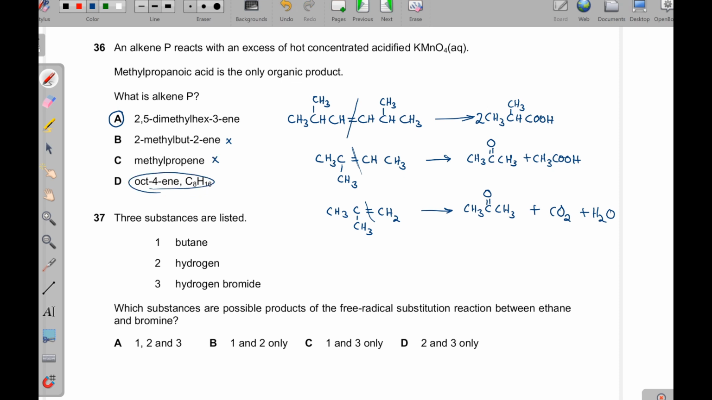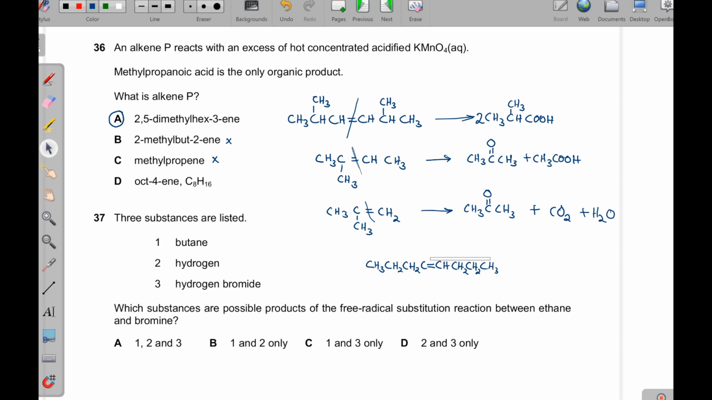How about this one? Oct-4-yne. You are going to have 1, 2, 3, 4, 5, 6, 7, 8. For oct-4-yne, the double bond will be here. Then CH2, CH2, CH3 here. Same here: 3, then 2, then 2. Then this one will have a hydrogen.